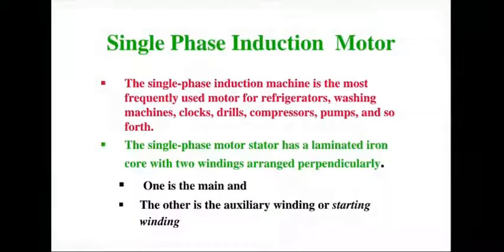The single-phase induction machine is the most frequently used motor for refrigerators, washing machines, clocks, drills, compressors, pumps, and so on. The single-phase motor stator has a laminated iron core, of course, we know that, with two windings arranged perpendicularly. One is the main single-phase winding. The other one is the auxiliary winding or starting winding. This helps in weakening one of the fluxes to begin with. And we energize the auxiliary winding in the beginning, and we de-energize this winding as the motor picks up speed. This is how starting is done.